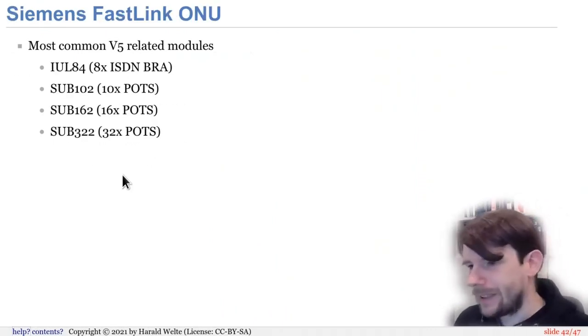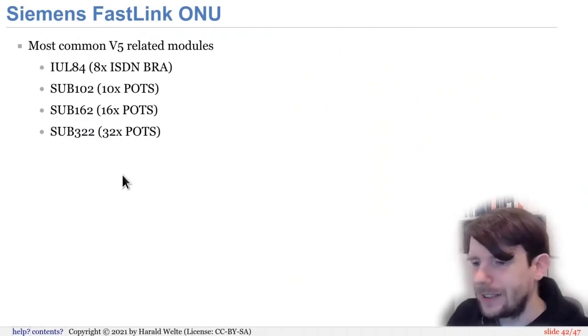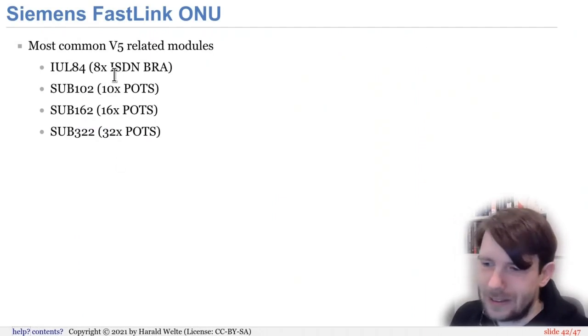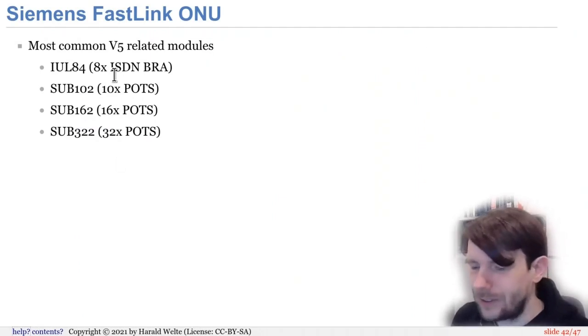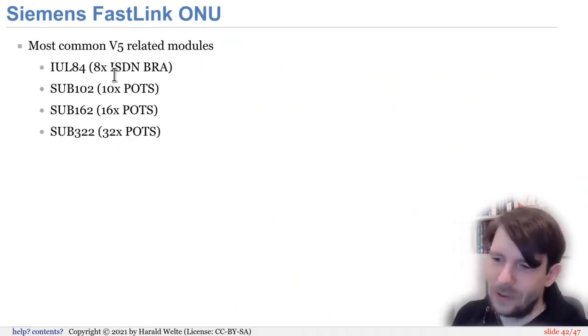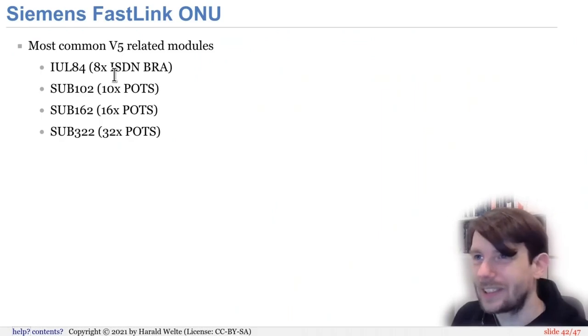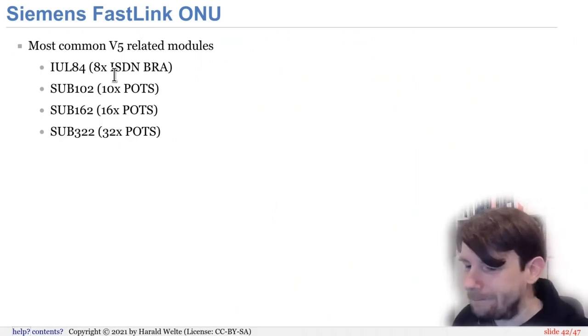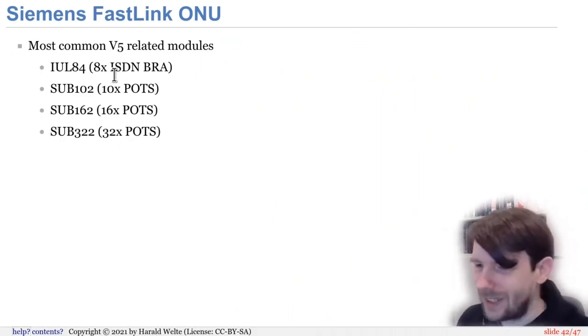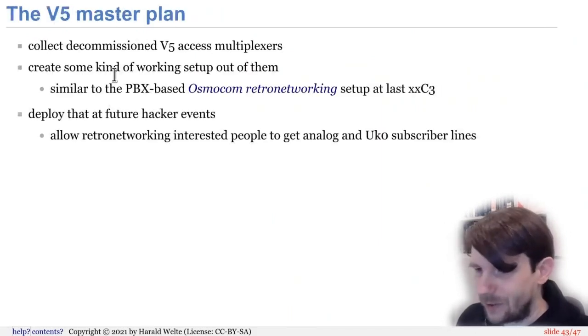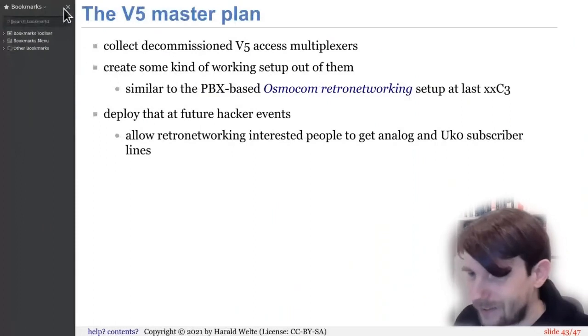And another example is the Siemens FastLink devices, where I also listed the common modules that are related to V5 use cases in this. I find the Siemens the most difficult to understand and most convoluted system based on those informations that I have. But I guess that just depends on what you're used to and how it is being explained to you.